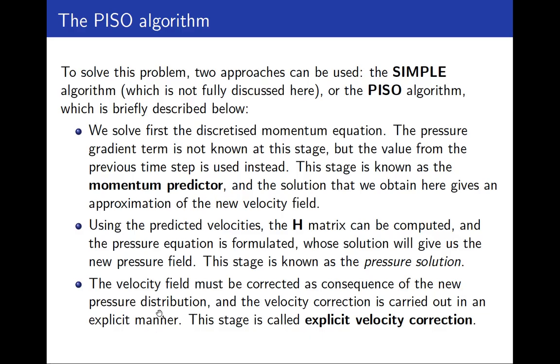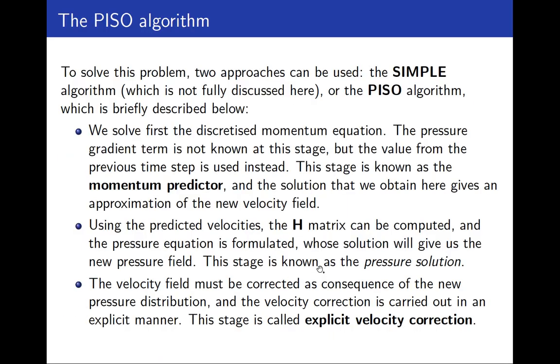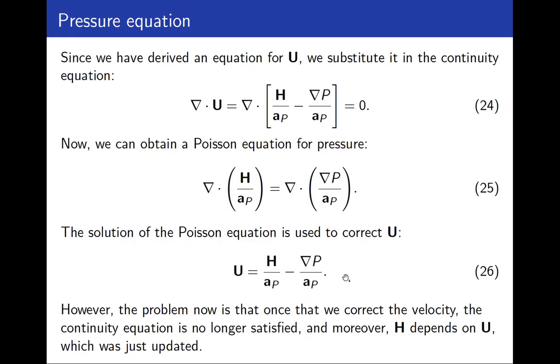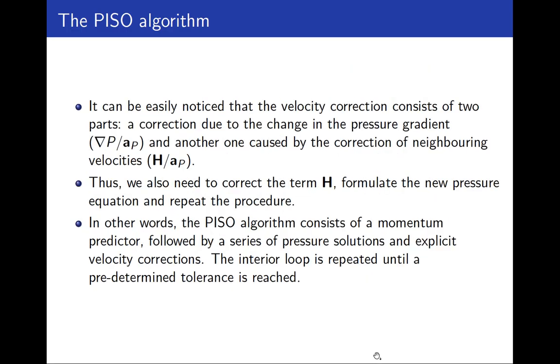And then we have the next step. So the velocity field must be corrected using the value of the pressure gradient. And the velocity correction is carried out in an explicit manner. That means we will use the matrix H, the matrix AP, and the pressure gradient that was just obtained by solving equation 25. So this stage is called explicit velocity correction.